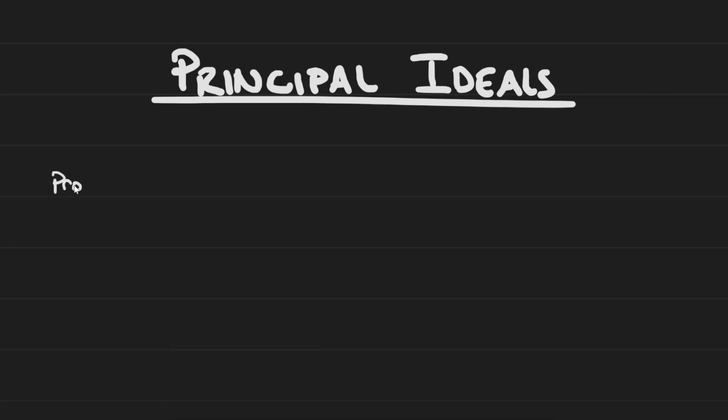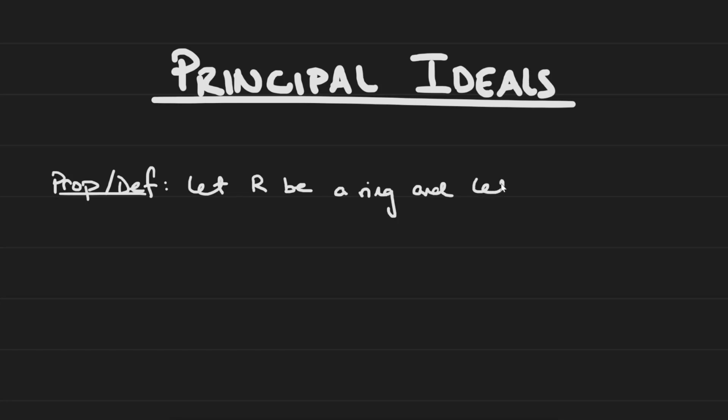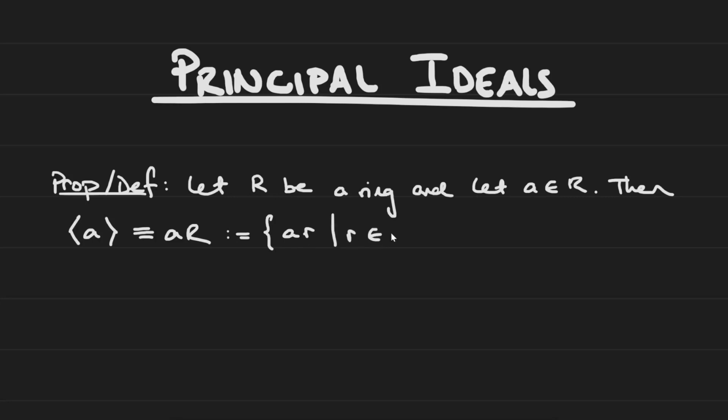What exactly is a principal ideal? Essentially, a principal ideal is an ideal that's generated by one element in your ring. So if we have a ring R, and you choose some element A in your ring, then the principal ideal of A is defined to be, well, you write it as these angled brackets with A in there. Sometimes people write this as A times R as well, and this is defined to be the set of all elements A times R, where R is an element in your ring.